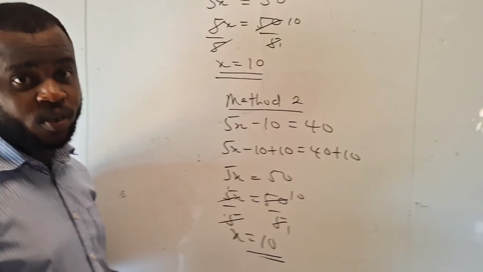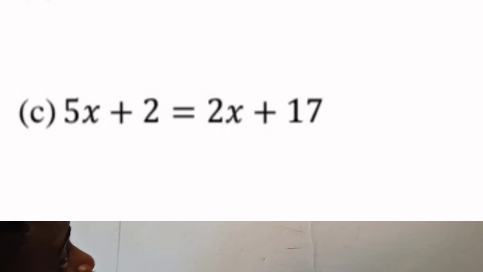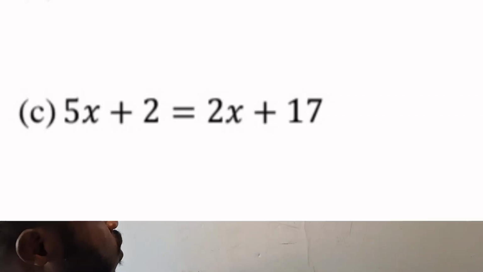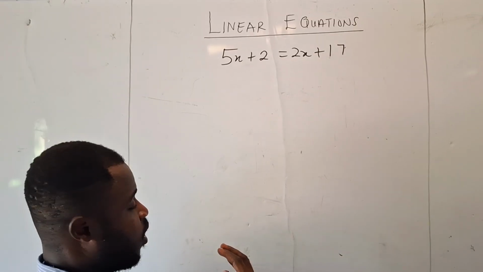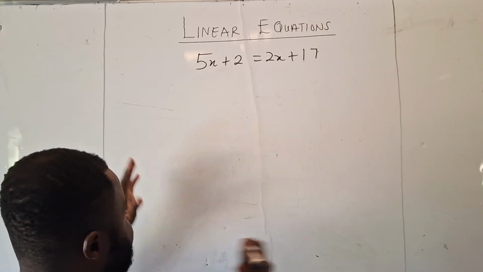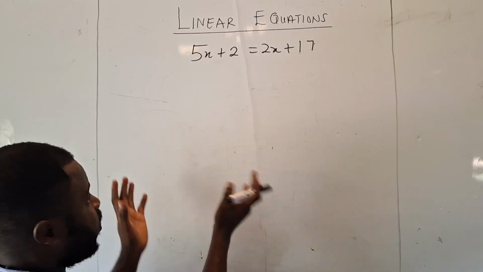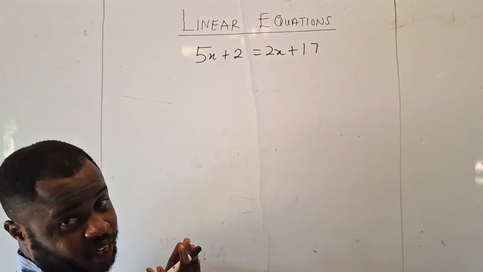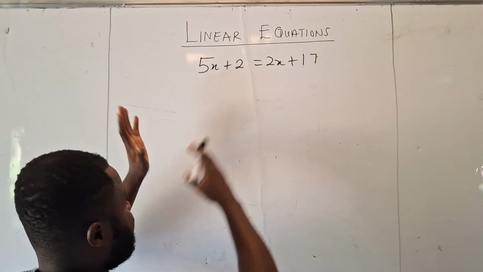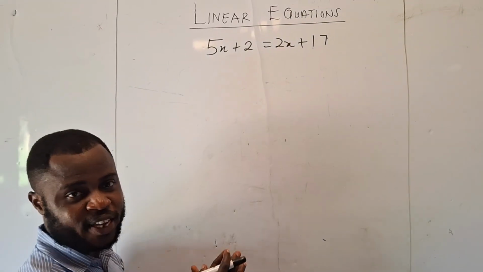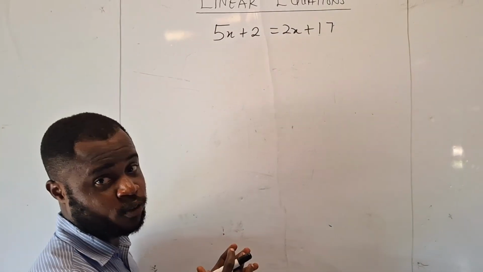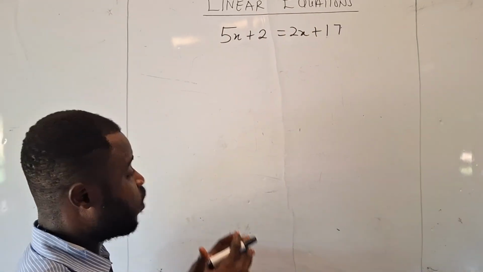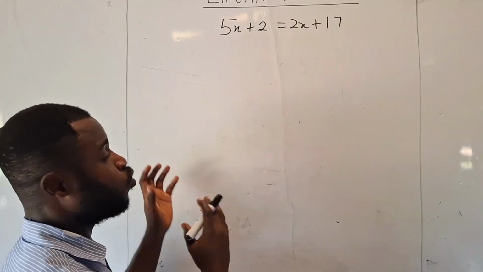We are taking another question. We are still solving for x in this equation. So here we have 5x plus 2 is equal to 2x plus 17. The other ones we did were single equations having single letters. The x was at one side. So here you can see that we have x at both sides. So we have to group like terms, and we have done that in algebraic expression. I've taught algebraic expression, so if you have not watched it, watch how to group like terms.